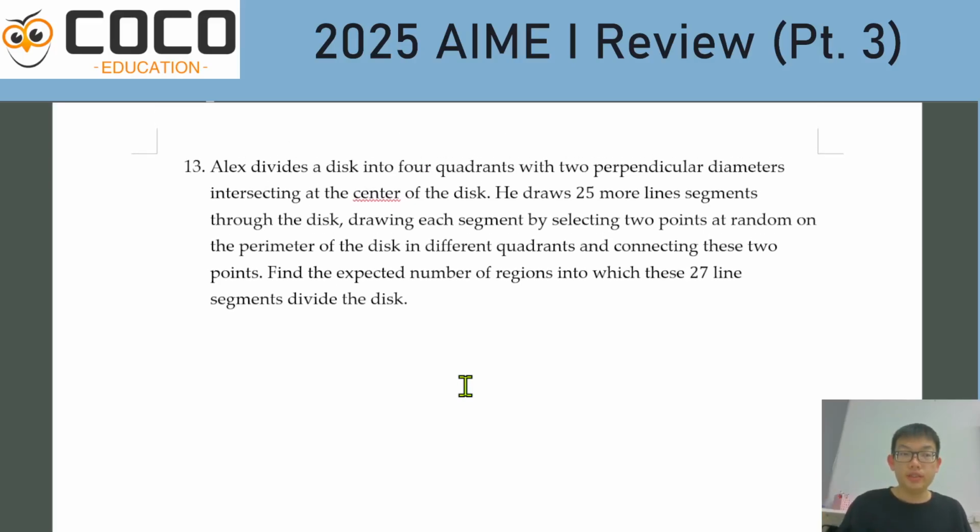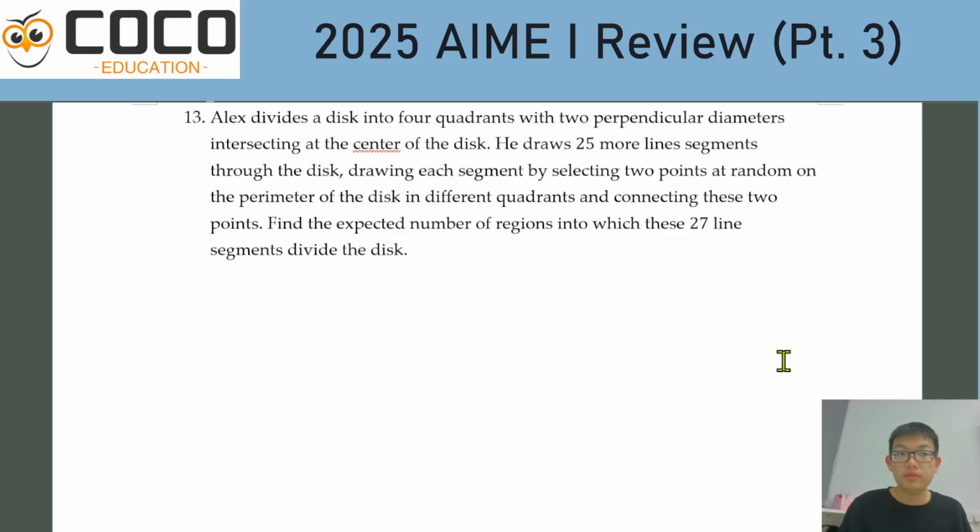On to question 13. Alex divides a disk into 4 quadrants with 2 perpendicular diameters intersecting at the center of the disk. He draws 25 more line segments. Oops, I'm quite sure this is my typo, not the AIME problem typo. 25 more line segments through the disk, drawing each segment by selecting 2 points at random on the perimeter of the disk in different quadrants and connecting these 2 points.